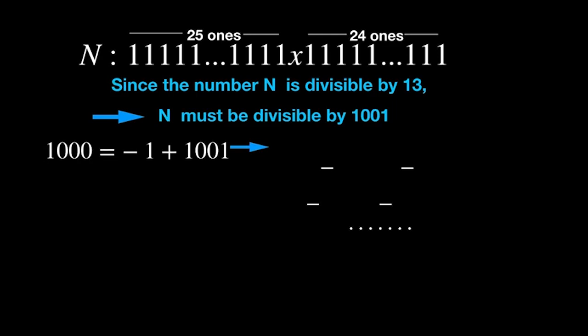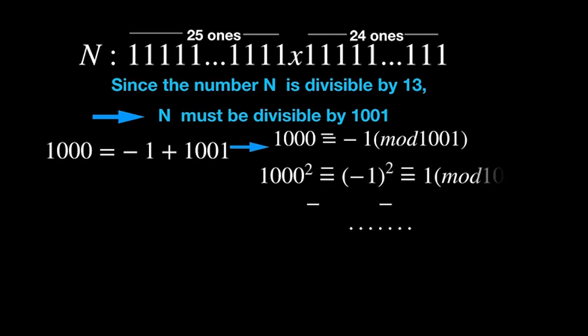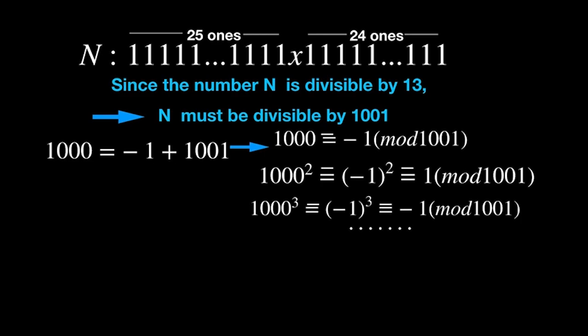Now we can write 1000 equal to -1 plus 1001. We have previously seen it in this way, and in congruence it can be written as 1000 congruent to -1 mod 1001, 1000 squared congruent to (-1) squared, that is 1, and 1000 cubed congruent to (-1) cubed. So an even power of 1000 will give +1, and an odd power of 1000 will give -1 as the remainder when divided by 1001.